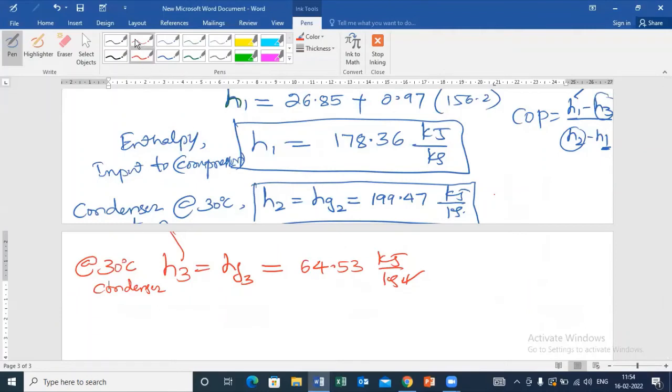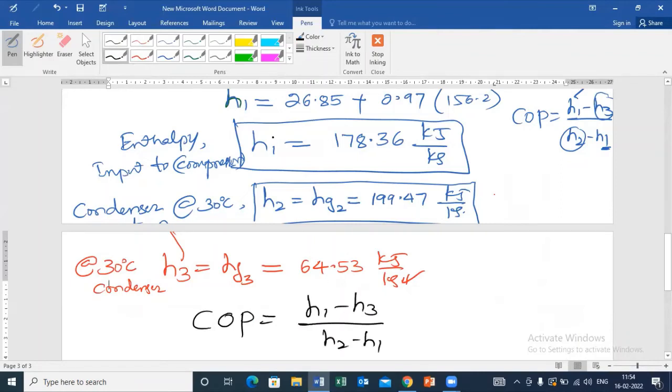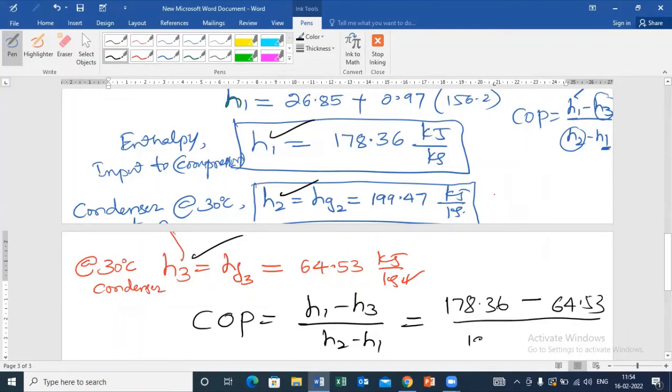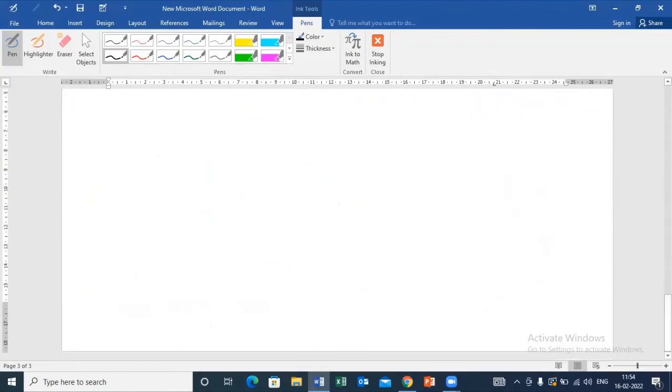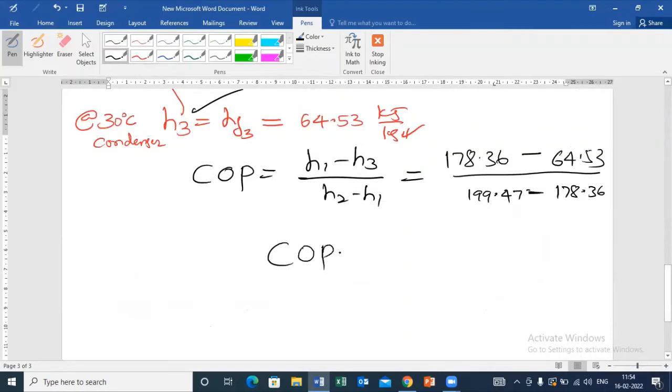Now our aim is to find and substitute all the values in the COP equation, H1 minus H3 divided by H2 minus H1. We have calculated H1, H2 and H3. Substitute all the values so we can calculate the COP easily. So I will write all the values. H1 is 178.36. And keep in mind, you should always get COP greater than 1. For these values, I get the COP as 5.3. Okay. So these are the simple steps.